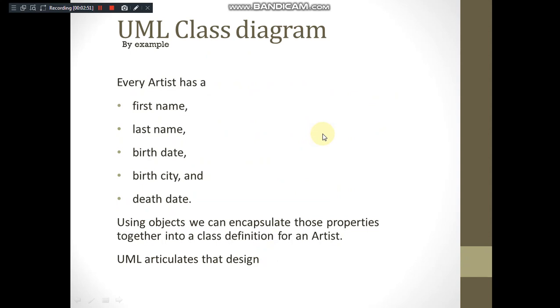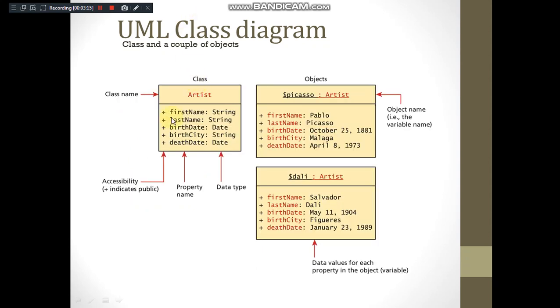We'll take one example of a class diagram in UML here. Take a particular class artist which has properties like first name, last name, birth date, birth city and death date. Using objects we can encapsulate those properties together into a class, and UML can well articulate that design. This is an example of a class and a couple of objects. You can observe how it is represented: we have an artist class which has all these properties along with their data types.